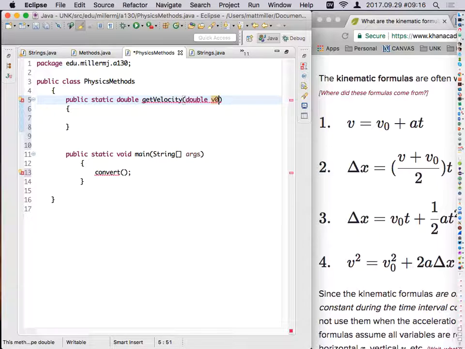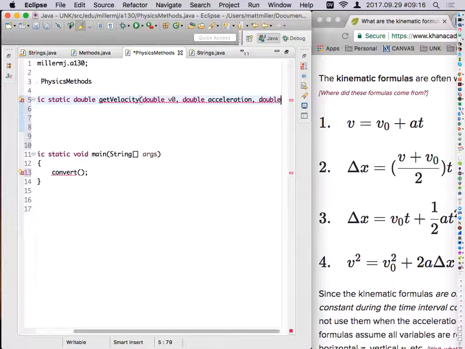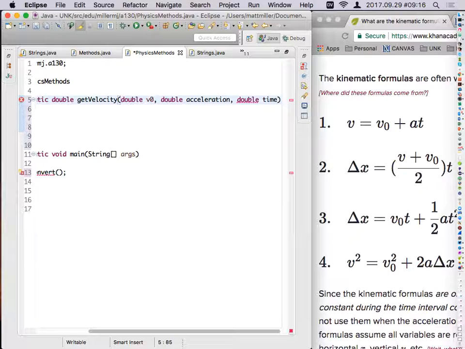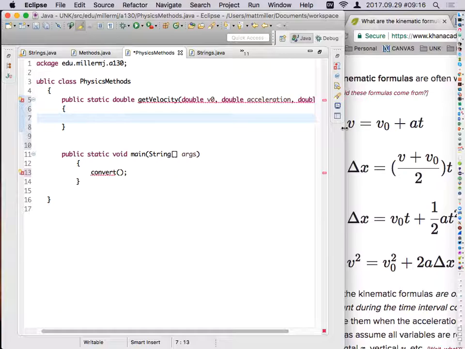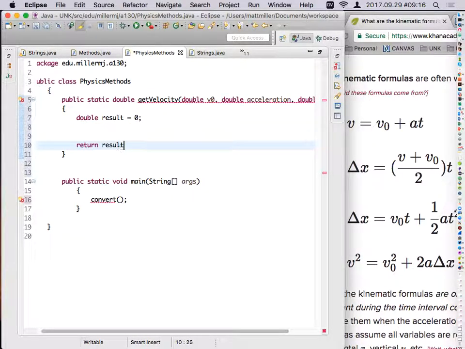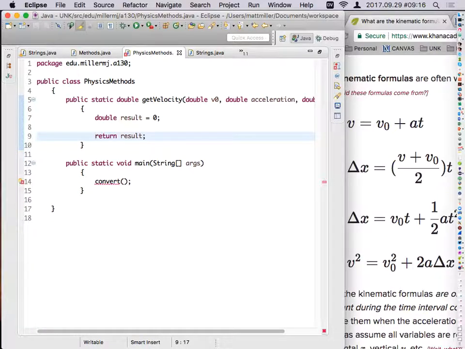V0. Well, let me do that. Is it going to complain? Yeah, it's fine. Now it's complaining because I haven't returned anything, right? Yay! And now this is going to complain, right?